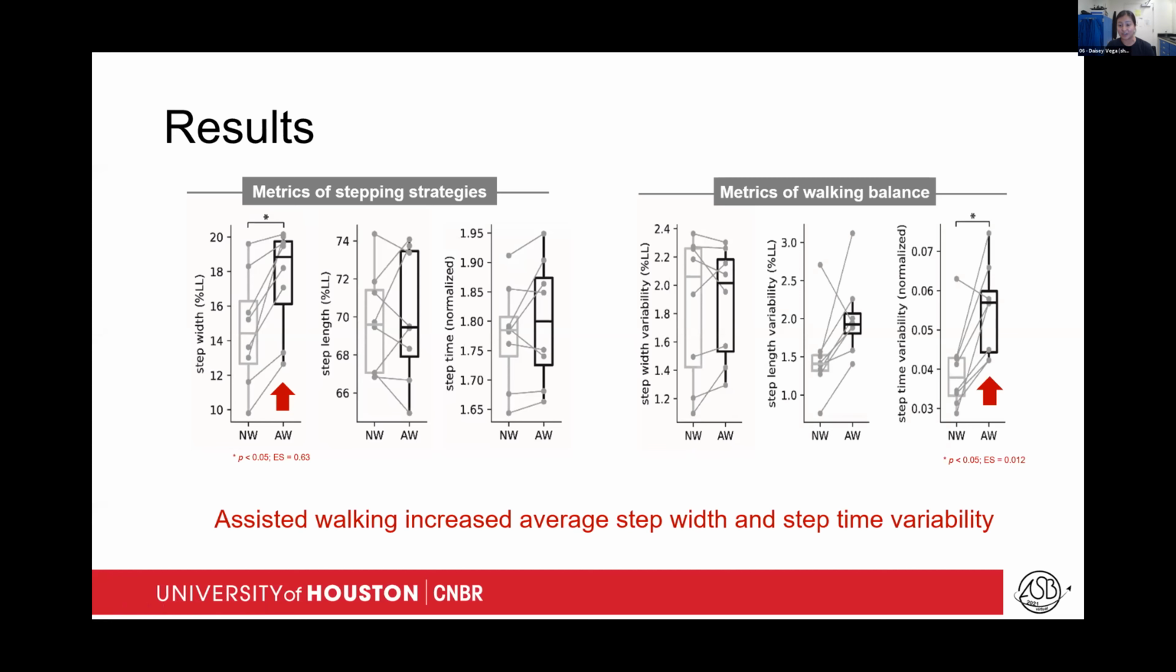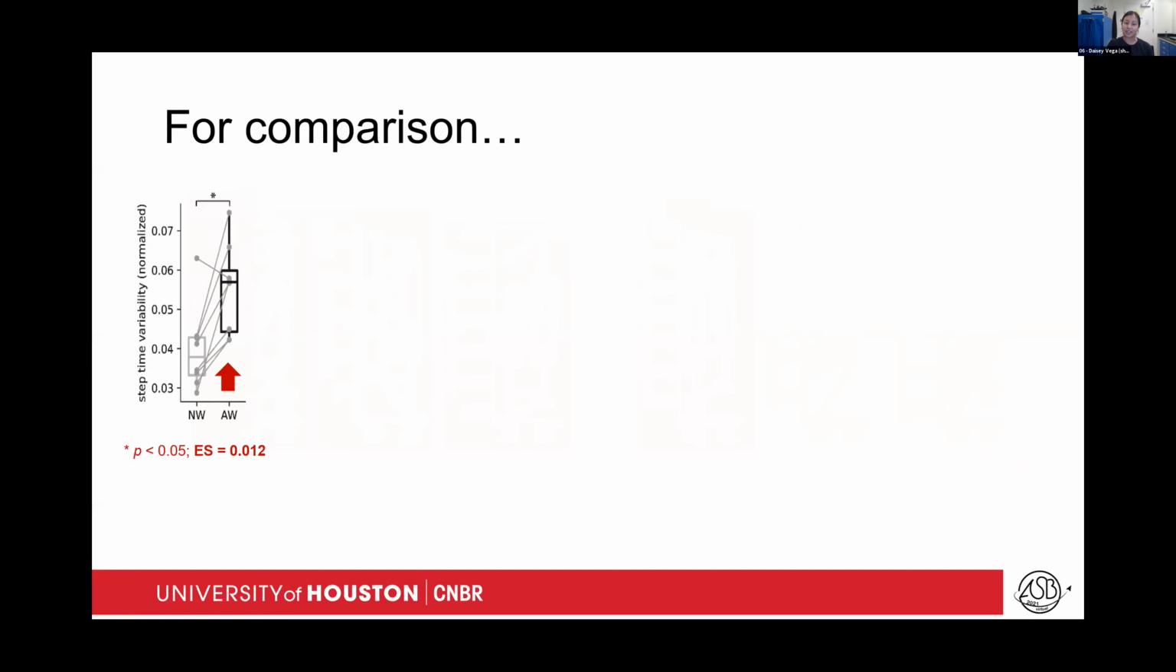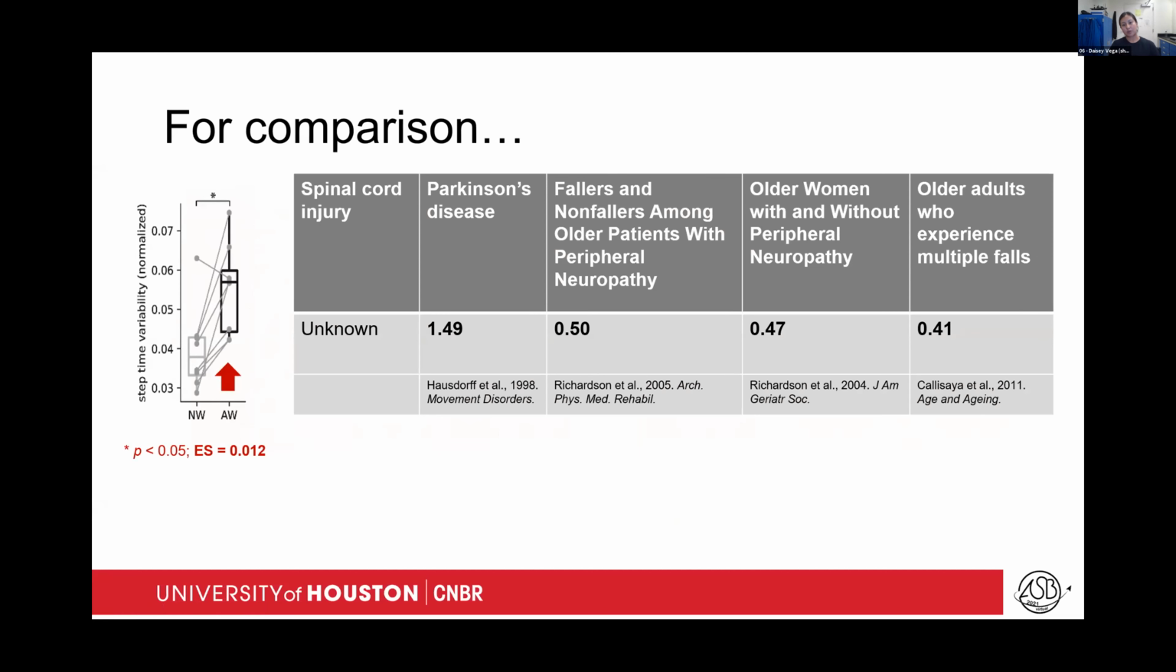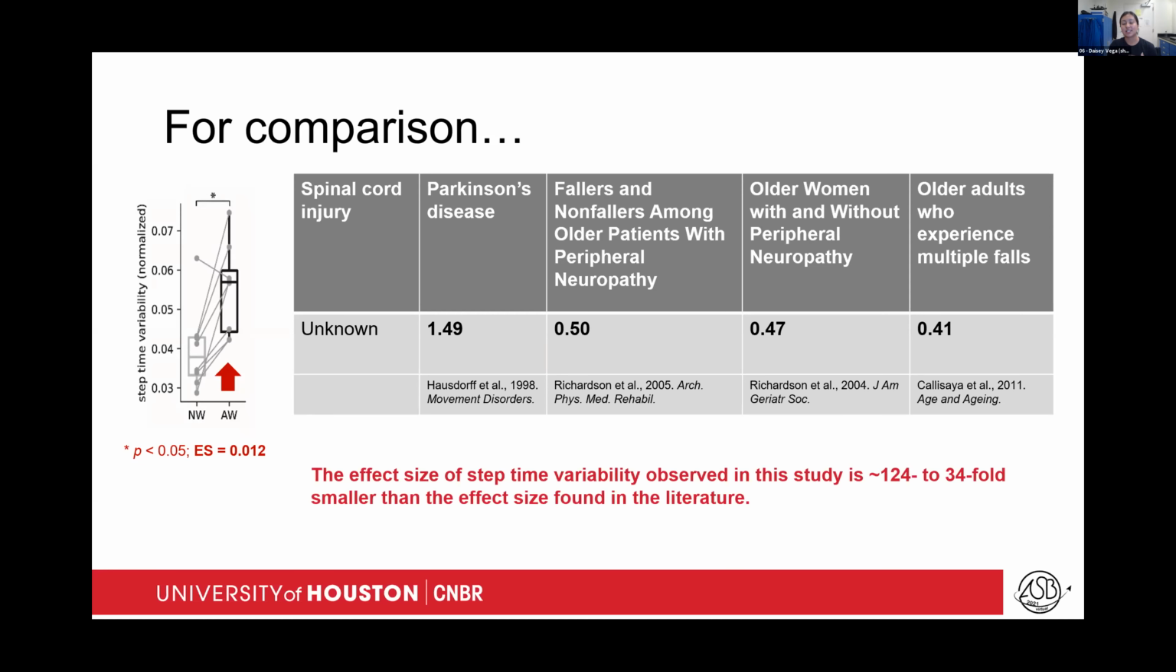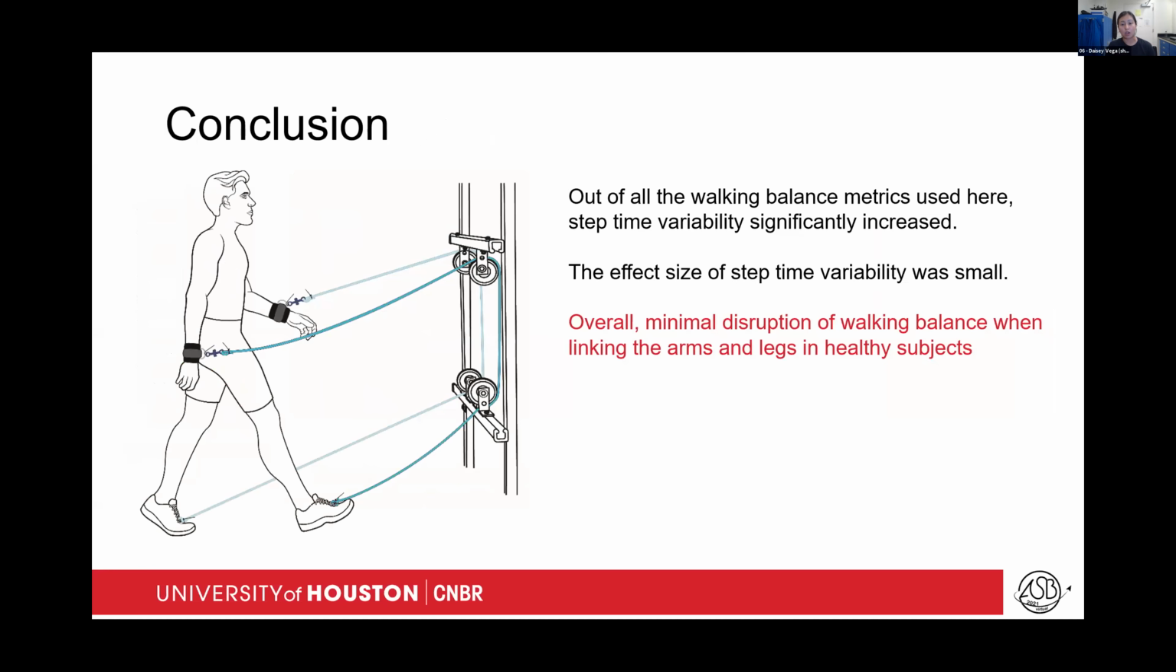But to what extent was that really disrupted? How meaningful was it? So we looked to the effect size to compare that to data out in the literature. We took this broad range approach with disorders that cause balance deficits in older adults who experience multiple falls. And if you take this range of effect sizes and you compare it to ours, which is 0.012, the effect size is 124 to 34-fold smaller. And so we interpret this to suggest that the disruption was minimal. So overall, minimal disruption in walking balance when linking the arms and legs in healthy subjects.